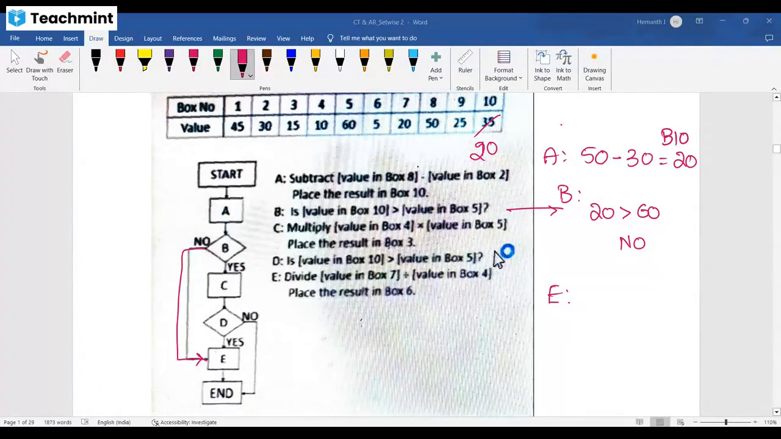Puzzles, by solving more and more questions. Today also we'll discuss some puzzles. Box 7 is 20, box 4 is 10, the product division is 2. So box 6 is updated to 2.